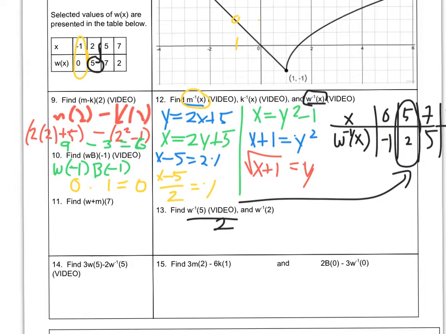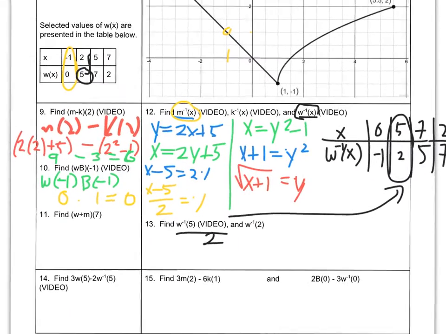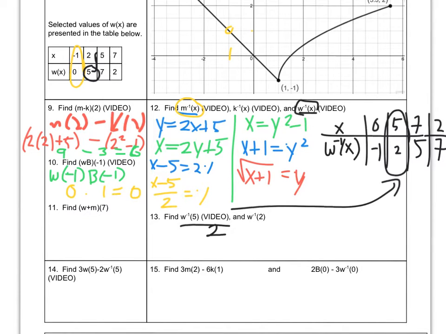Alright, and then finally, we've got 3w of 5 minus 2w inverse of 5. We happen to just do w inverse of 5, so that'll be nice. W of 5 is going to be 7. And w inverse of 5 we said was 2. 3 times 7 is going to be 21. Minus 4 is going to be 17.